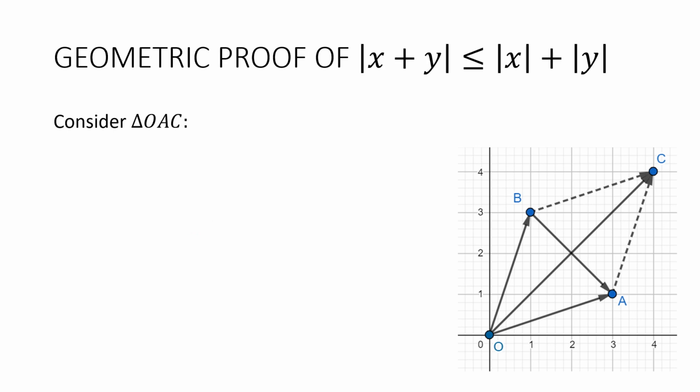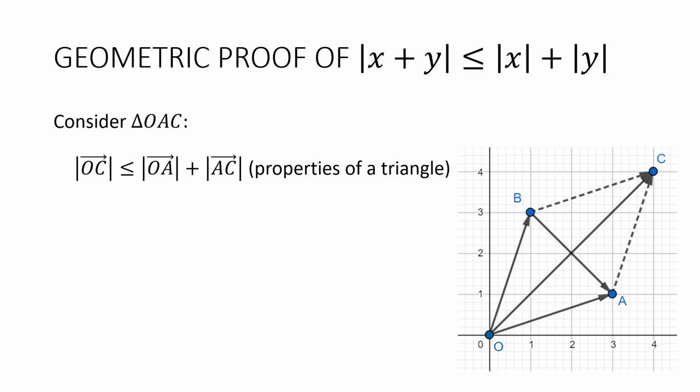Okay, so let's look at the geometric proof of that first triangle inequality, and then we'll have a look at the algebraic proof of the same inequality. Consider triangle OAC, which is here. We know that the length of OC must be less than or equal to the length of OA plus the length of AC, and that's just the properties of a triangle.